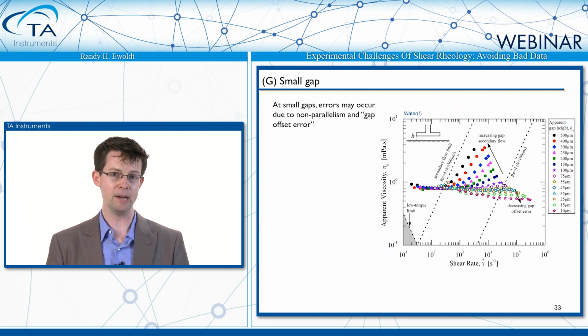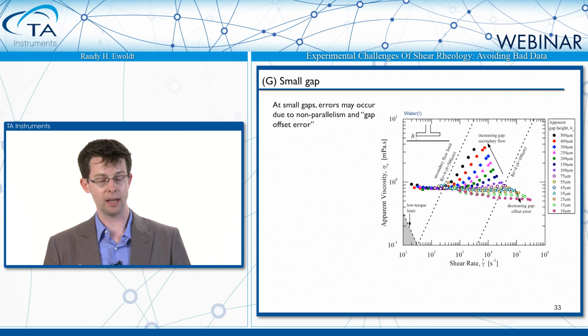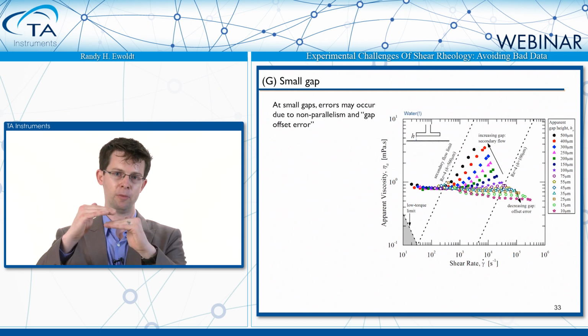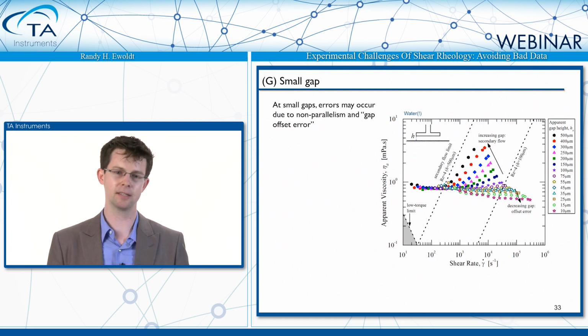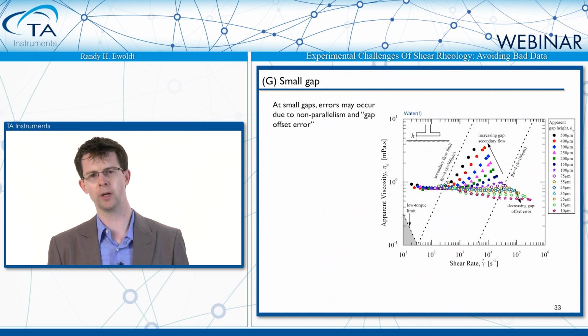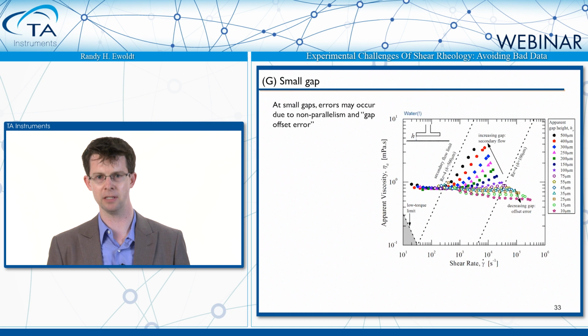apparent viscosity plotted against the shear rate. And I'm testing this water sample in parallel plates at very different gaps. And this test sounds trivial. Why would you even do a test like this? Water's a little tricky to measure anyway, so it helps exaggerate some of these effects.